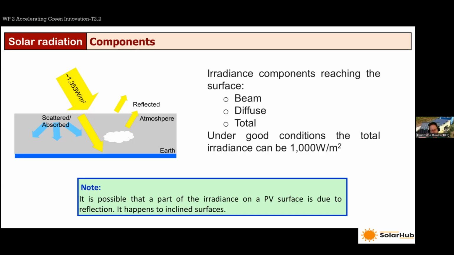It is also possible to have slightly higher energy or power whenever there is reflection from the ground for inclined photovoltaic surfaces, or even when the clouds have this behavior that sometimes allows them to reflect an amount of light and increase the total amount of light that reaches the surface. And sometimes you could even measure 1100 watts per square meter, or a bit higher.